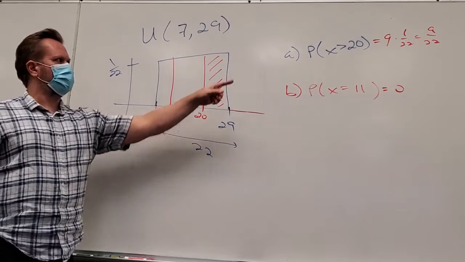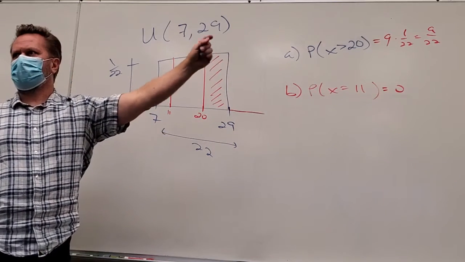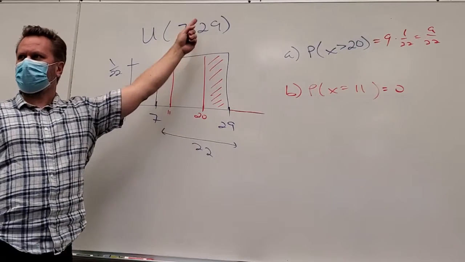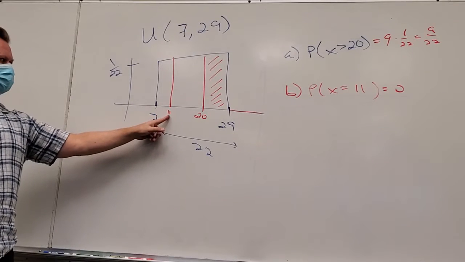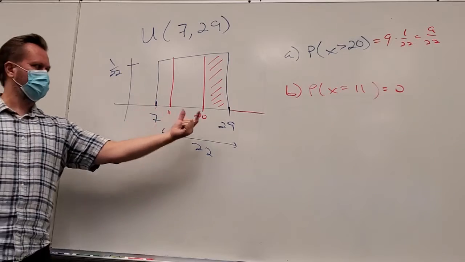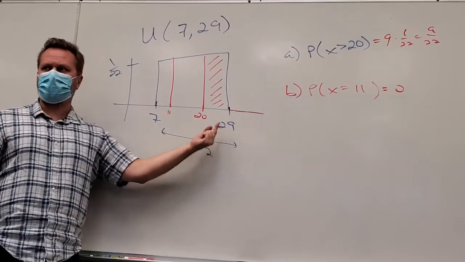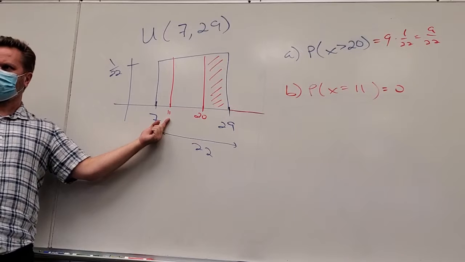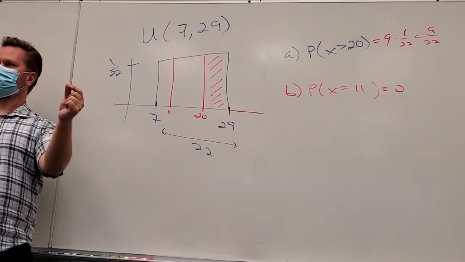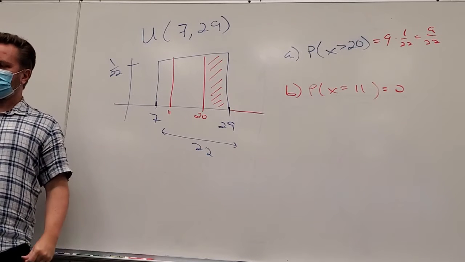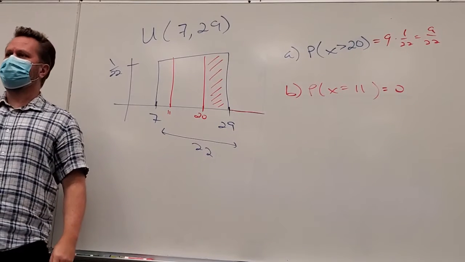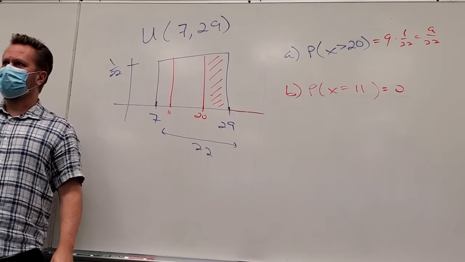Why was the answer to this one 9 over 22? Where did we get that? It's 9 wide times the height, right? Because the area. How wide is 11? Why was this one 9? Because it starts at 20 and goes to 29. What does this one do? Starts at 11 and goes to 11. So how wide is it? 0. But that's only for area, though, right? Not like probability? No. Area is probability. That's the key.